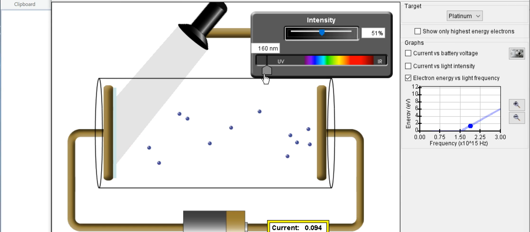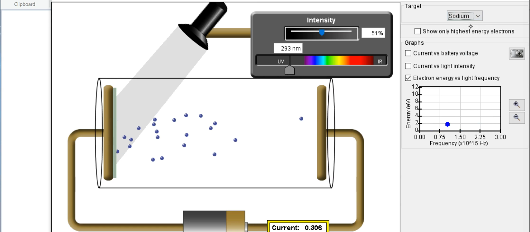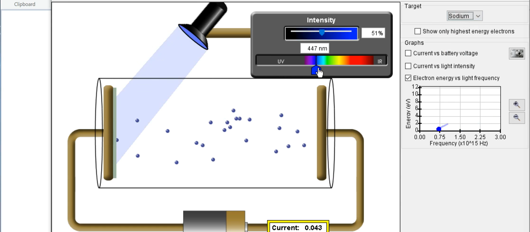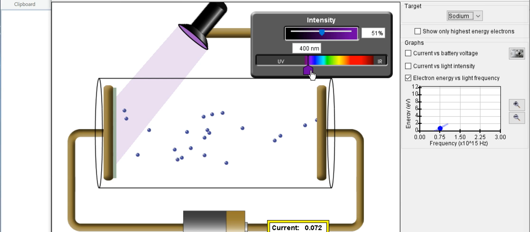Now we can actually change the material as well. For example, let's take sodium. Sodium is way over here. Sodium has a way lower work function than platinum does, apparently. So over here, if we've got this purplish color for sodium, you get electrons coming off. You go to platinum, you get nothing, because platinum's work function is higher. You require more energy in order to get it to actually work.